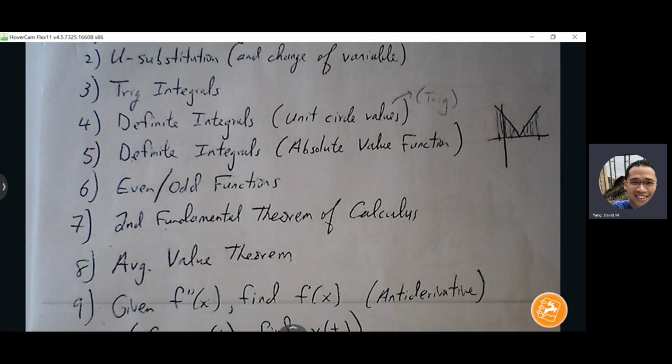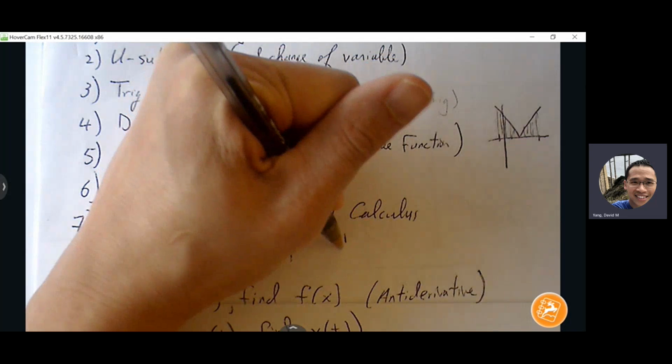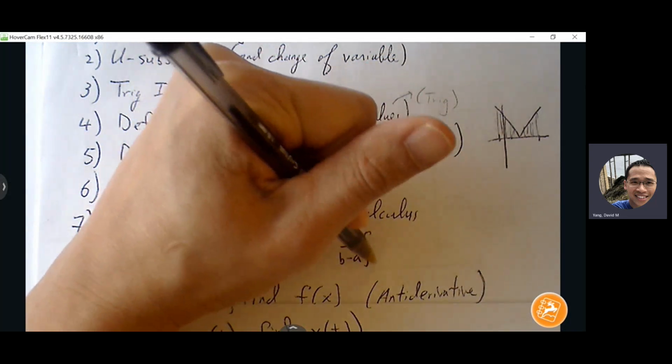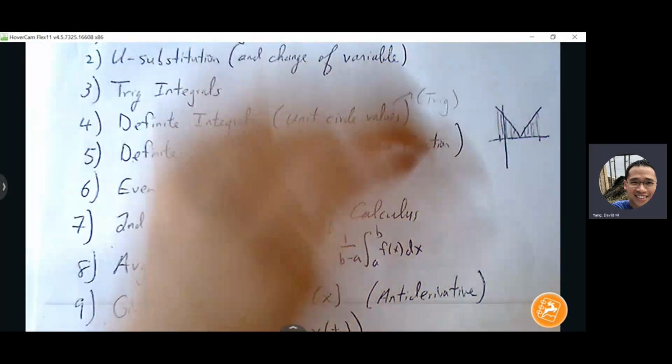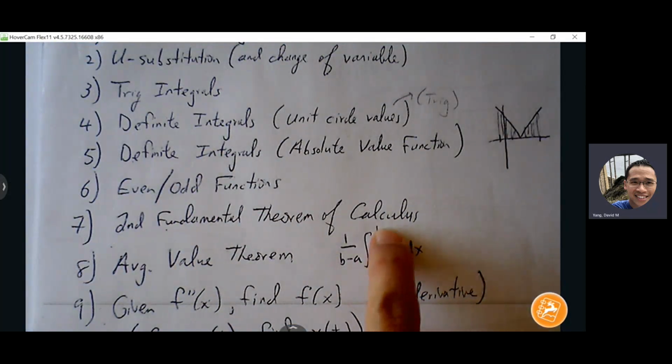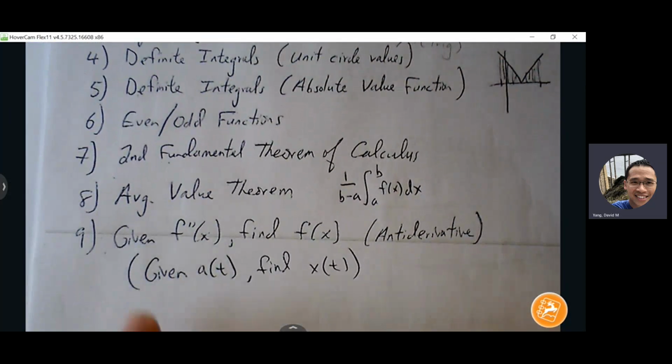Average value theorem is basically height equals area divided by the width. So the formula looks like this: 1 over b minus a, integral from a to b of f of x dx. Okay. We go through whatever process we need to take care of, evaluate the upper and lower bound, and then multiply by the 1 over the width. And then we did this at the beginning of our help session. Second derivative, antiderivative gets up to first derivative, and then first derivative, antiderivative brings up to position. Or a of t integral becomes v of t, integral of that becomes x of t.